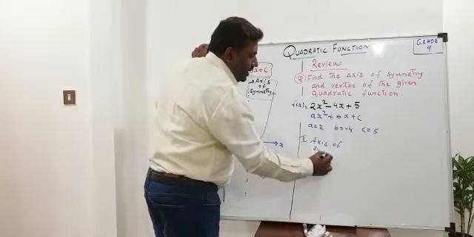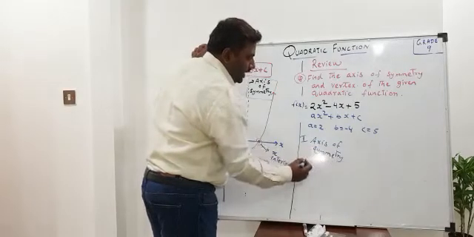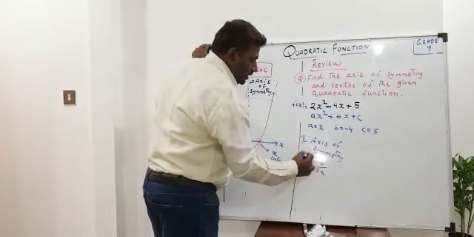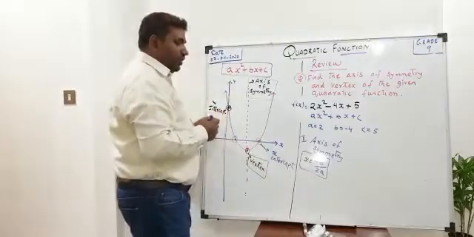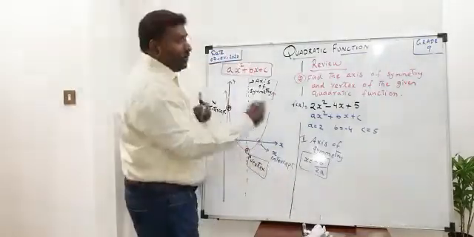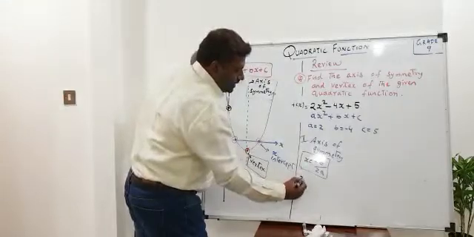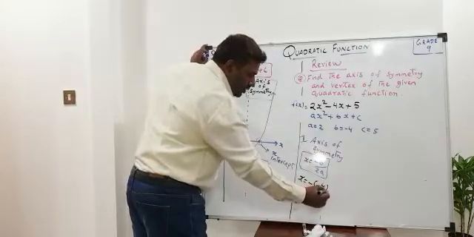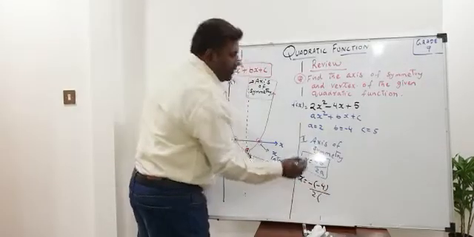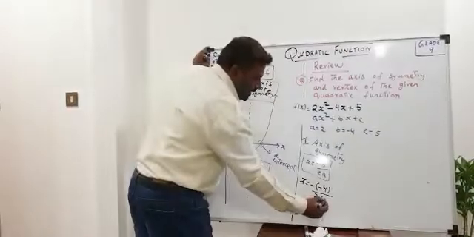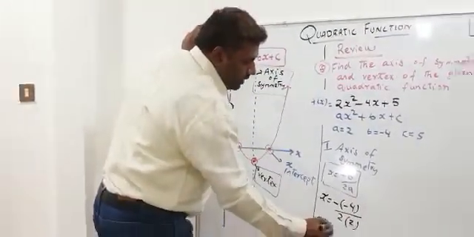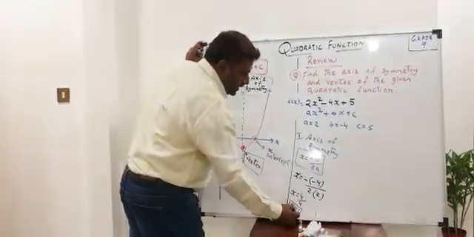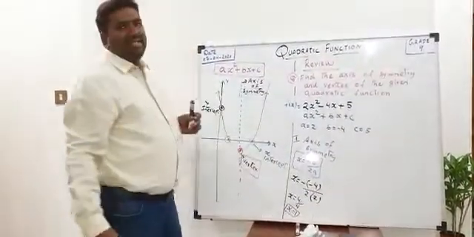The axis of symmetry has a specific rule: x equals minus b over 2a. This is the rule. Now we drop the constant value here. x equals minus, what is the value of b? We have negative 4 over 2 times, what is the value of a? a is 2. So that gives me 4 over 4. The x is 1. So this x equals 1 is your axis of symmetry.